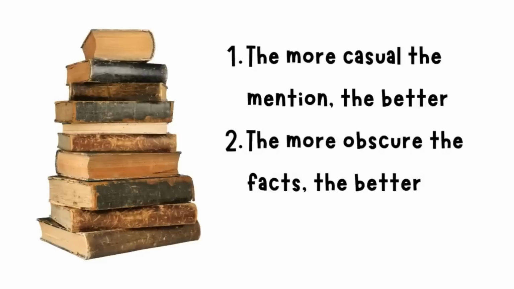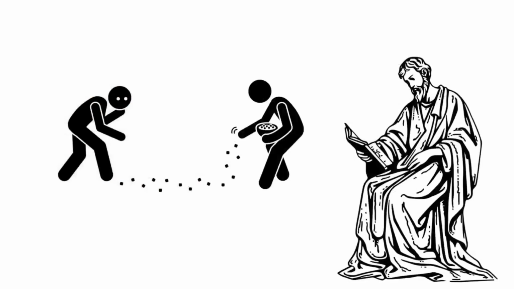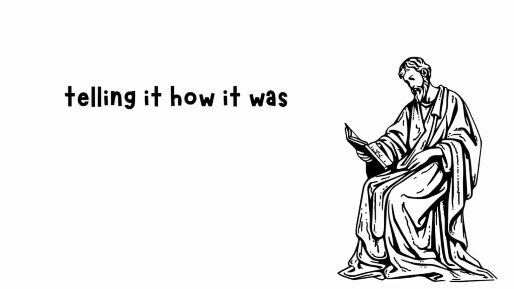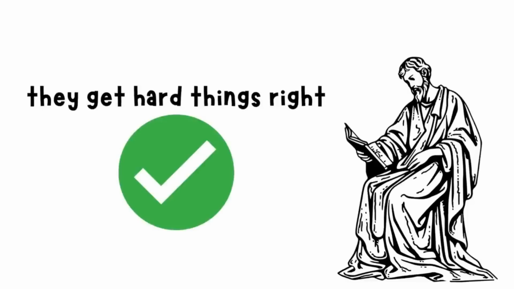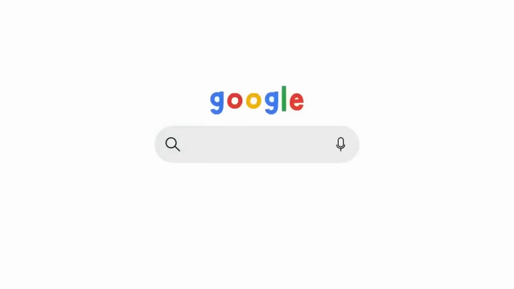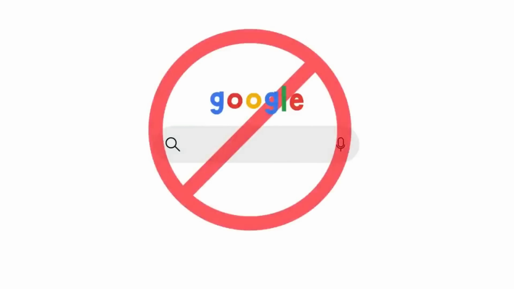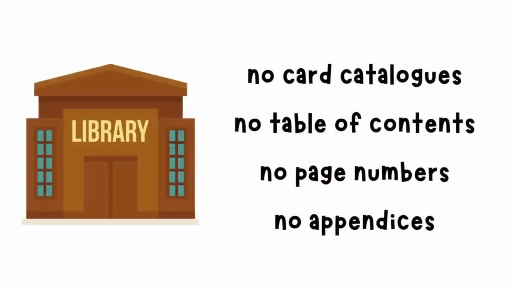The more low-key and obscure the mention, the more valuable. It's like they're slipping in these historical tidbits without making a big fuss about it, which is a sign that they're just telling it how it was. Now let's think about it. The gospel writers get some pretty difficult stuff right, and they didn't have access to Google or Wikipedia to help them out. They were basically flying blind without access to even modern local libraries or encyclopedias like we have today. It's a real testament to their accuracy.